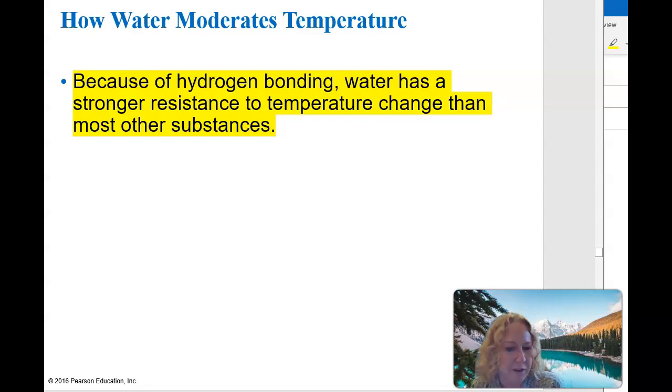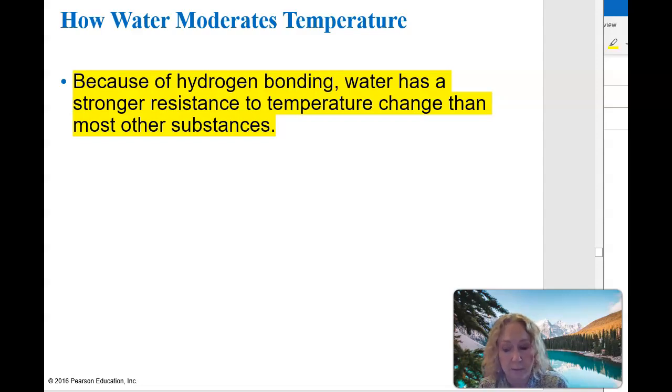Okay, again, because of hydrogen bonding, water has a stronger resistance to temperature change than other substances. So if you live by the ocean or by a lake, you will have less fluctuation in temperature. If you look at the temperature of, say, Miami compared to Orlando, you will see a huge difference. Miami has a more constant temperature than Orlando. If you look at San Francisco versus Sacramento, that's a good one.